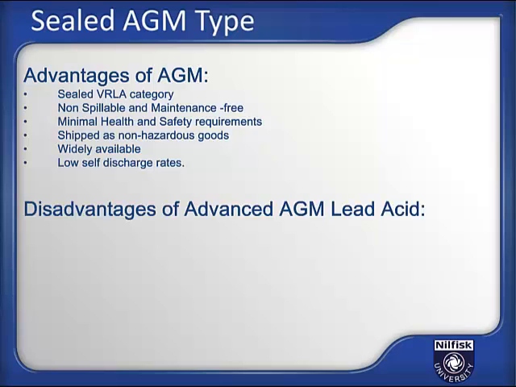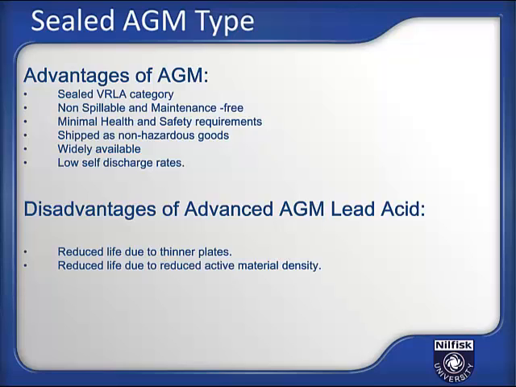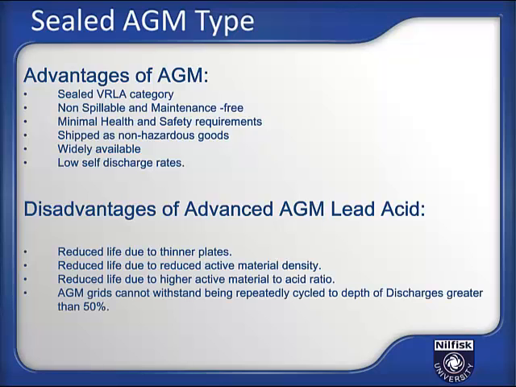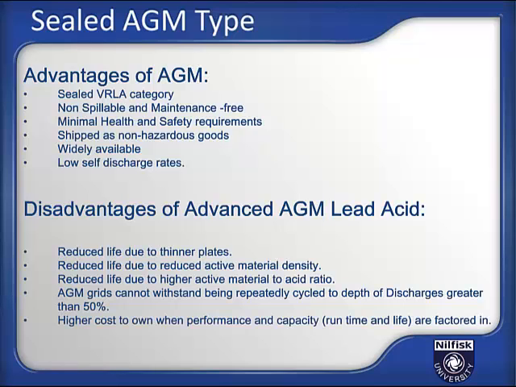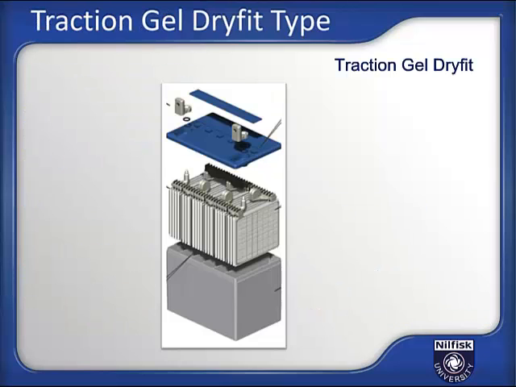Some of the disadvantages of the advanced AGM include reduced life due to thinner plates, reduced life due to reduced active material density, and reduced life due to higher active material to acid ratio. Also, AGM grids, being a thinner plate technology, cannot withstand being repeatedly cycled to depth of discharges greater than 50%. This product overall has a higher cost to own when your performance and capacity, things like runtime and life, are factored in. The fourth product we're going to look at today is the Traction Gel Dryfit.